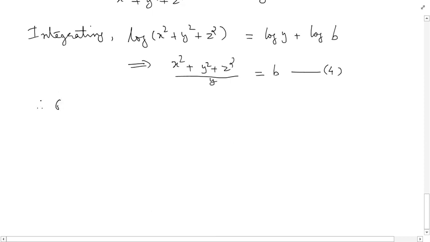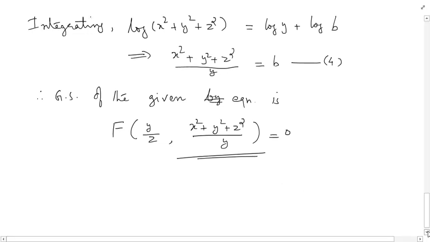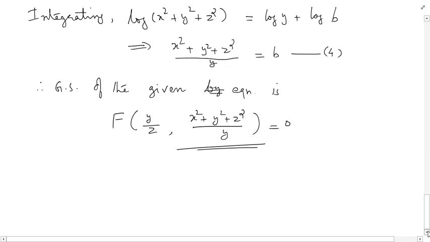So therefore, the general solution of the given Lagrange equation is f of u, v equal to 0. In this case, u is y by z, from the third equation, and v is from the fourth equation, that is (x square plus y square plus z square) by y equal to 0. So now in this case, we have used a different method. Here we could find one ratio by using the method of grouping.